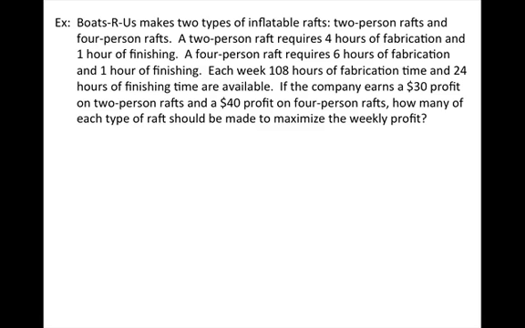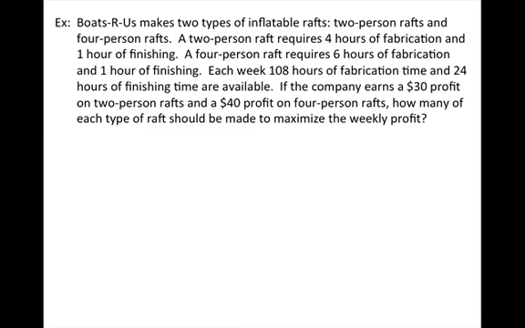Let's look at the next example. Boats R Us makes 2 types of inflatable rafts, 2-person rafts and 4-person rafts. A 2-person raft requires 4 hours of fabrication and 1 hour of finishing. A 4-person raft requires 6 hours of fabrication and 1 hour of finishing. Each week, 108 hours of fabrication time and 24 hours of finishing time are available. If the company earns a $30 profit on 2-person rafts and a $40 profit on 4-person rafts, how many of each type of raft should be made to maximize the weekly profit?